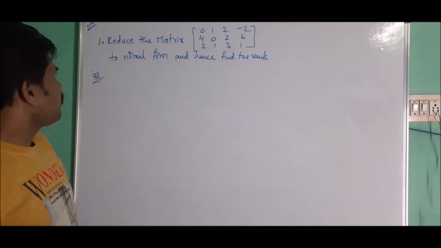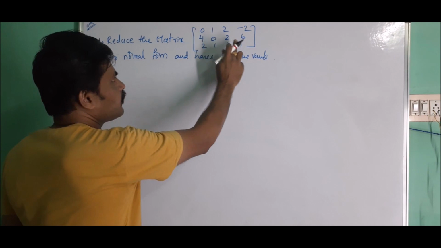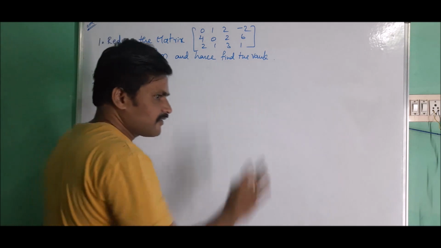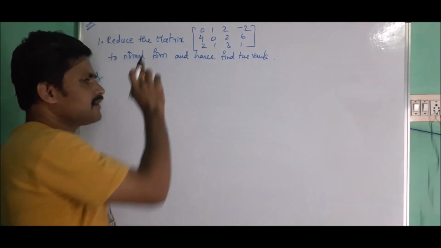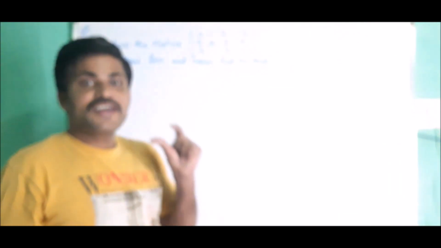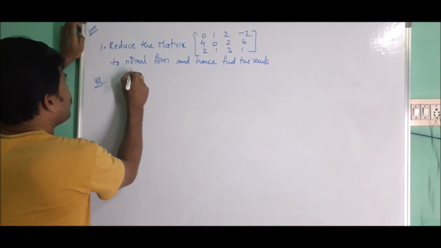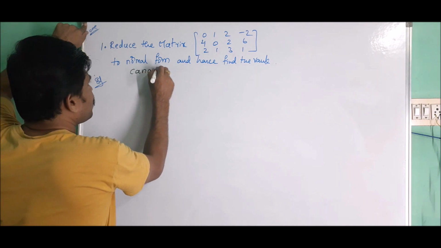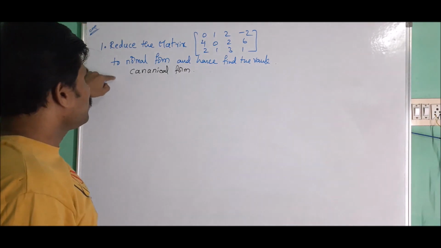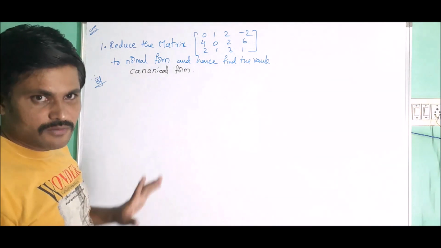So the first problem is: reduce the matrix [0 1 2 -2; 4 0 2 6; 2 1 3 1] to normal form and hence find the rank, using the normal form method. Another name for normal form is canonical form. So in the given problem, we can write canonical form also.